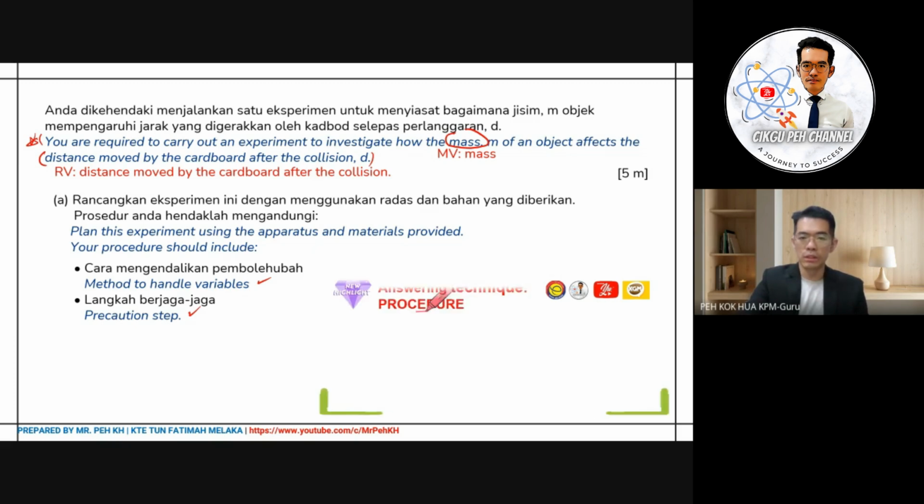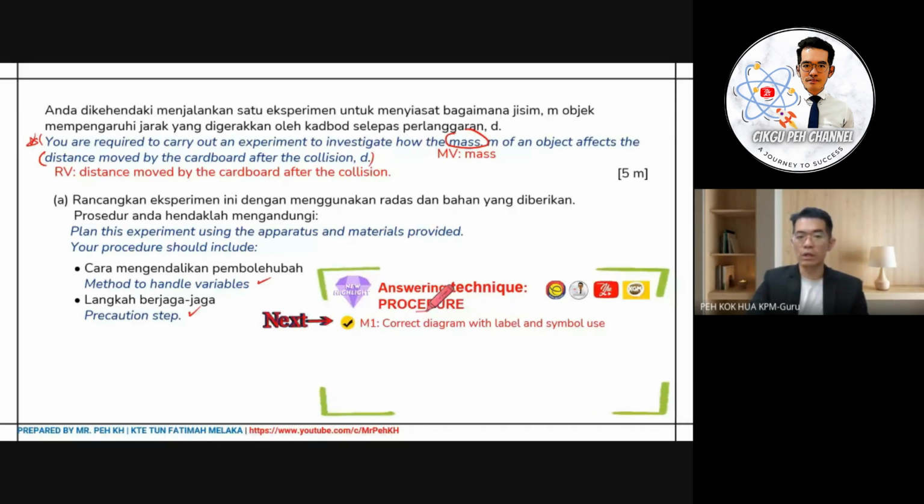So in this question, you need to know the answering technique to write the procedure. So what do you have to write in the procedure? Okay, so first you have to draw the correct diagram with labels, and you can use symbols to represent some of the parameters too. Okay, so the detail of the arrangement of apparatus will be shown to you on the next slide. Okay, so this is the first mark you can get if you correctly arrange the apparatus.